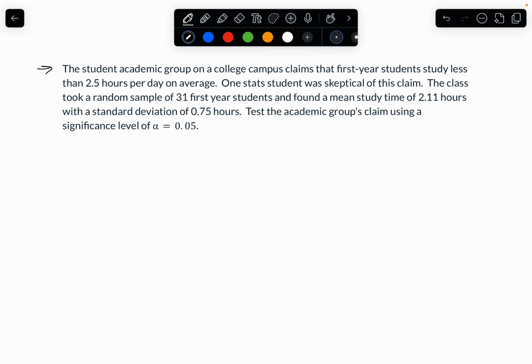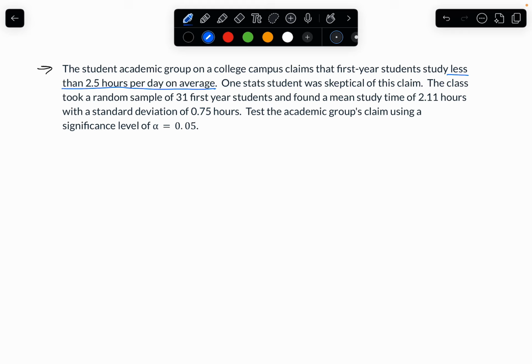It says the student academic group on a college campus claims that first-year students study less than 2.5 hours per day on average. So first of all, this is catching my eye: less than 2.5 hours per day on average. One stat student was skeptical of this claim. The class took a random sample of 31 first-year students and found a mean studying time of 2.11 hours with a standard deviation of 0.75. We'd like to test the academic group's claim using a significance level of alpha equals 0.05.